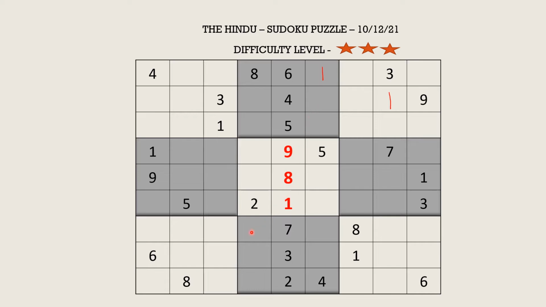Coming down here, we have this one blocking these two cells and this one blocking these two cells. Here there is a 1 blocking here. So this cell takes 1. Fine. So this one blocks these two cells. This one blocks here and this cell takes 1.